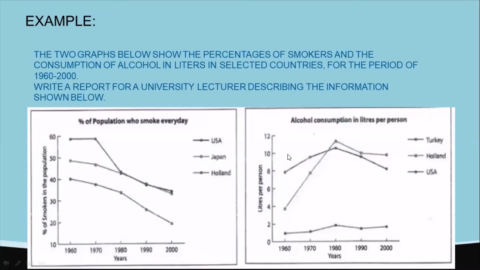The graph, there are 2 graphs showing, one is showing the percentage of smokers, okay, percentage of smokers, and the other one is showing the consumption of alcohol in liters.